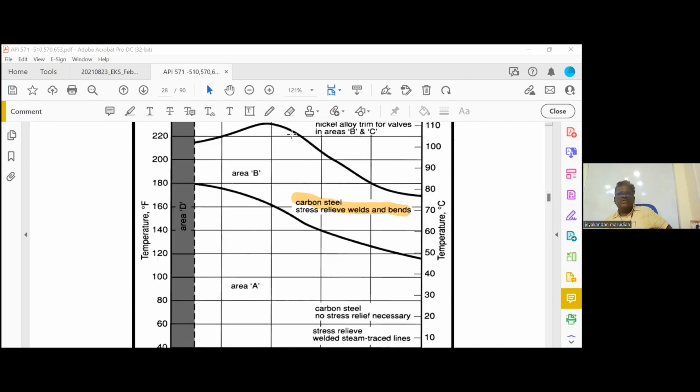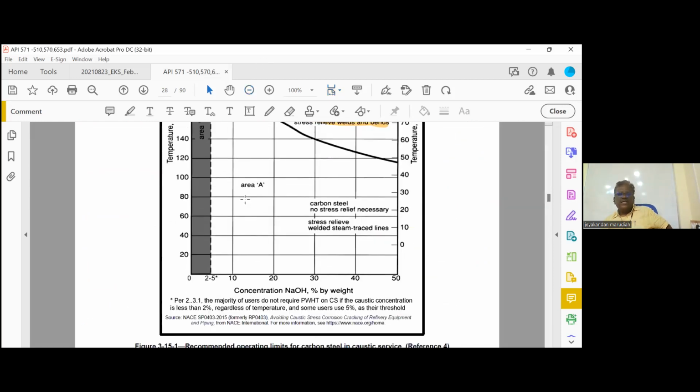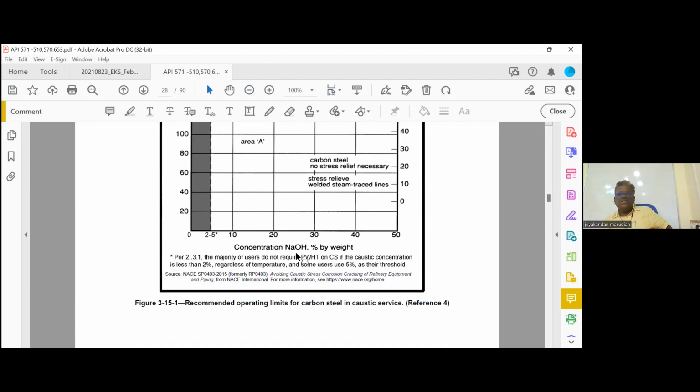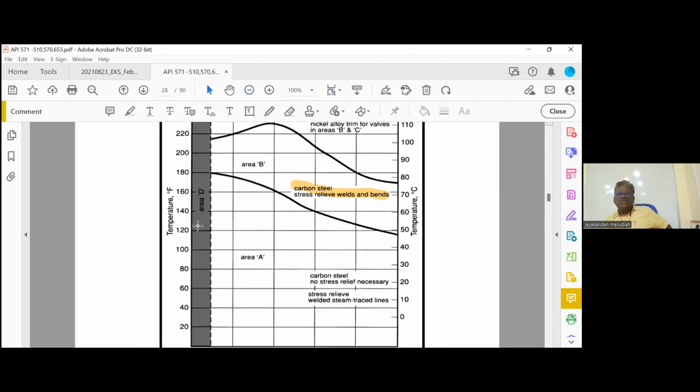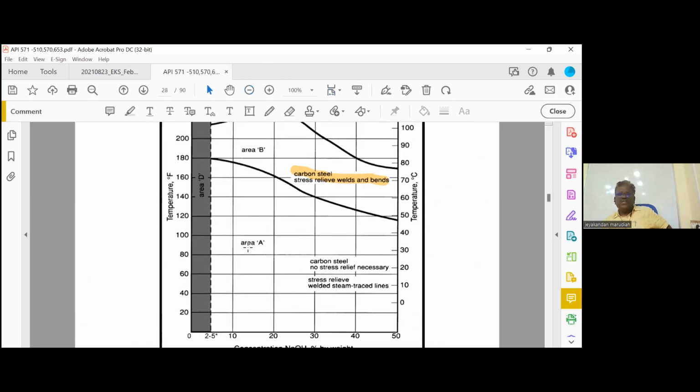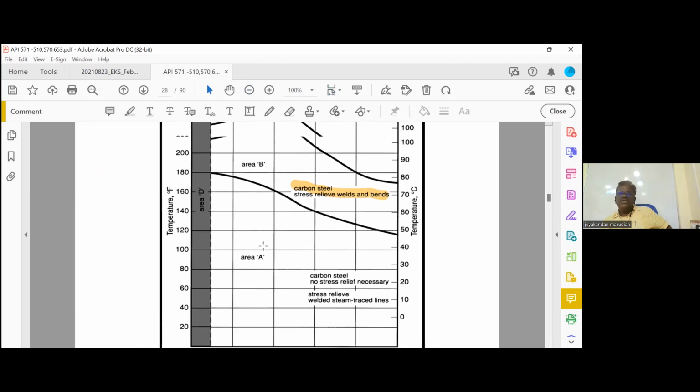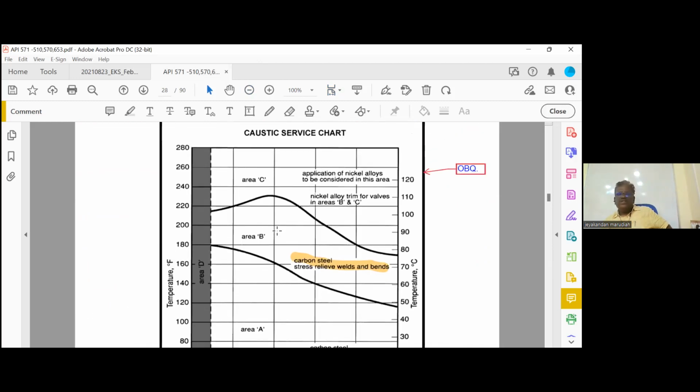So what is this chart? The x-axis is the sodium hydroxide concentration. The y-axis is the temperature. It is a very simple chart actually. We have three areas: area A, area B, area C. What is area A? Carbon steel without PWHT. Area B, carbon steel, stress relieved, weld and bend. Area C, application of nickel alloys.